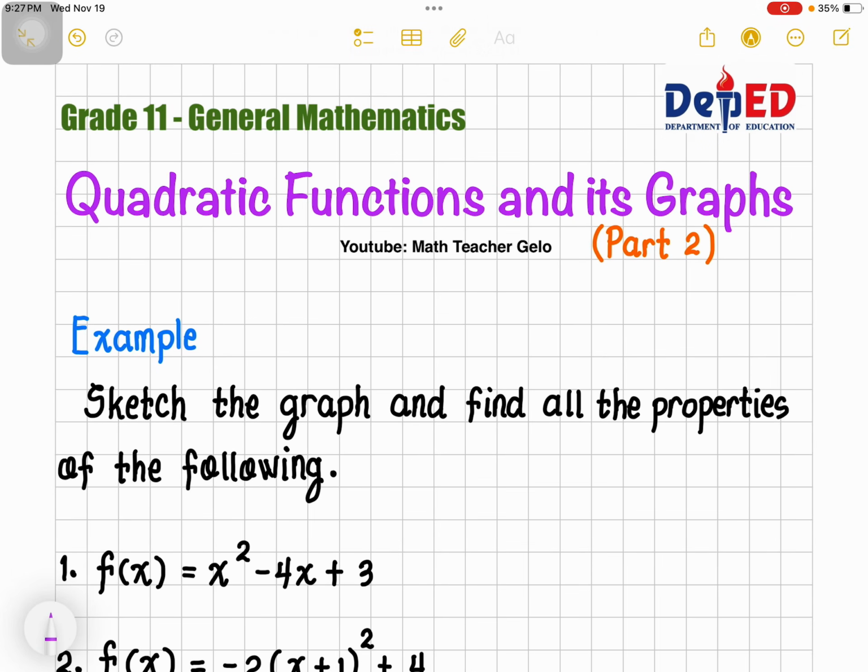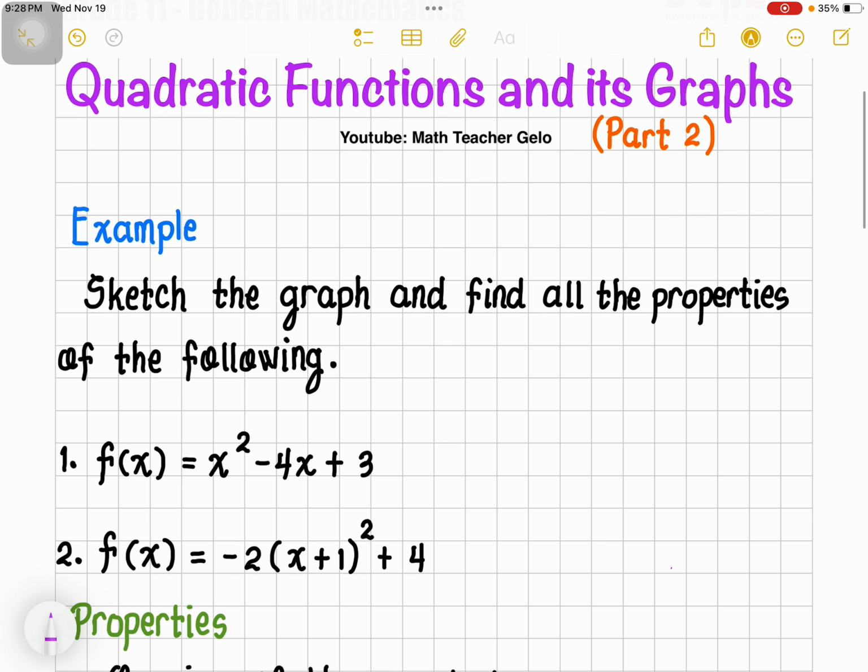In today's lesson, let's have another example on how to sketch the graph of quadratic functions. Let's get started. Sketch the graph and find all the properties of the following. So actually yung number 1 example natin, na-solve na natin sa ating previous video. So now, let's work on sa number 2.